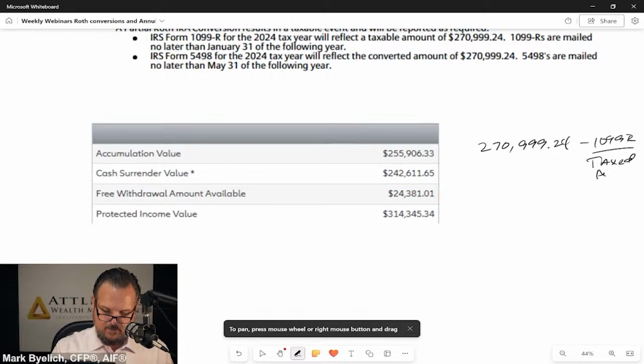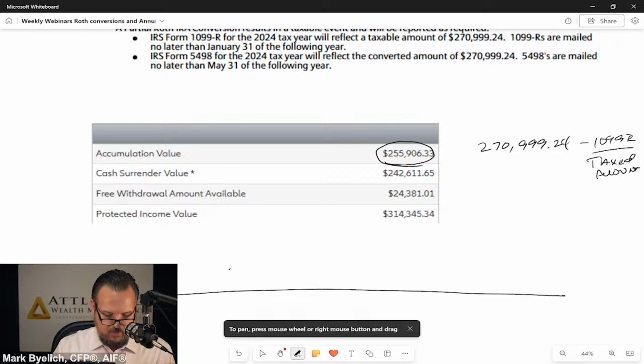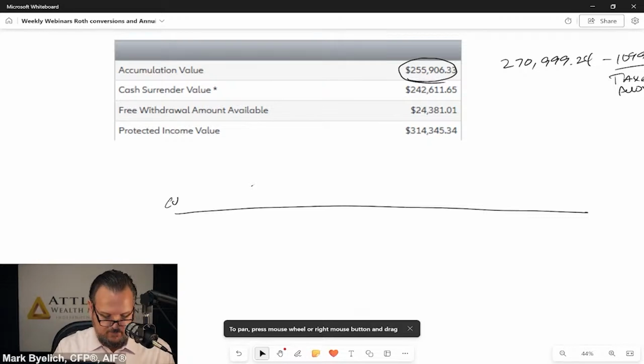Taxed amount. But if we look at the now accumulation value of that conversion, it's $255,906. So this shows us really well. So I'm going to put this on a kind of a line here. So we have contract value, or current value. And this example refers to it as accumulation value. So again, that's $255,906.33.